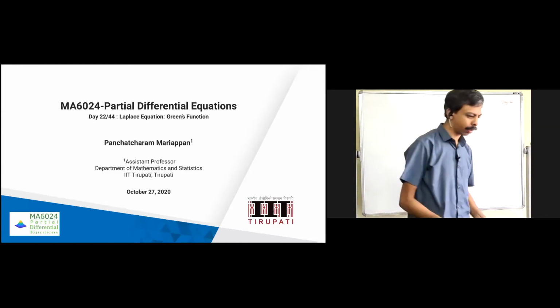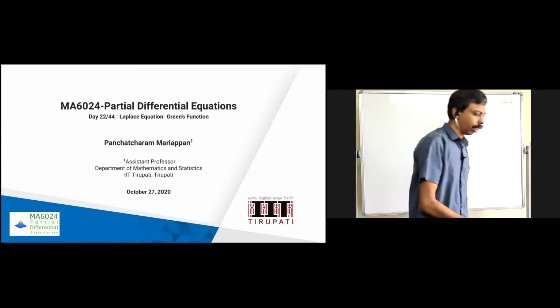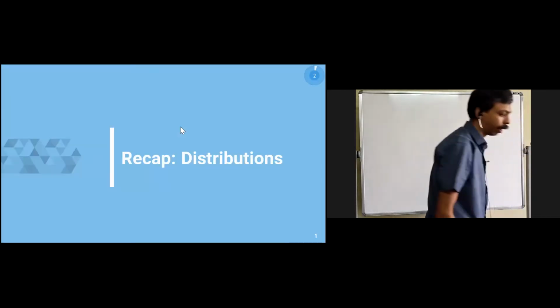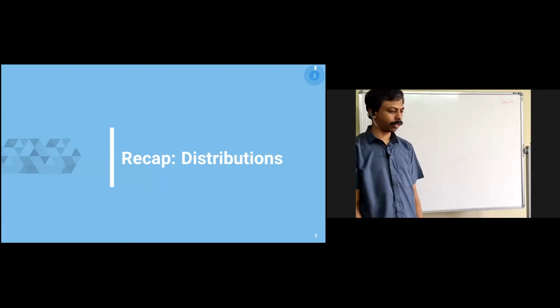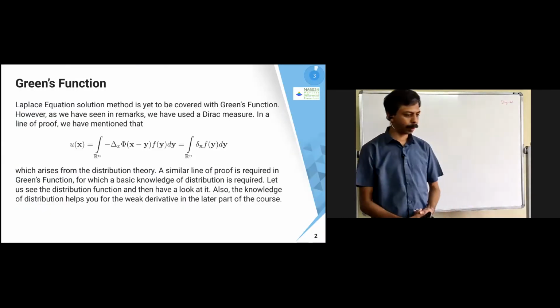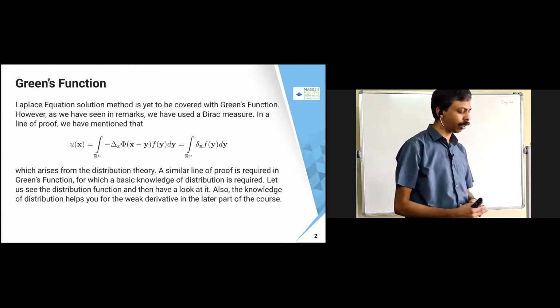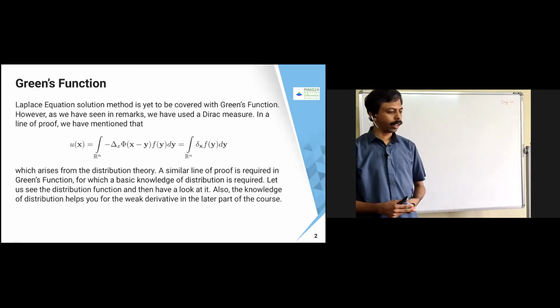I'm just recapping what we covered in the last class. Okay, just a recap of what we did in the last class. We just need the distributions because we are going to use them in the Green's functions at one stage. So that's the reason we want that.